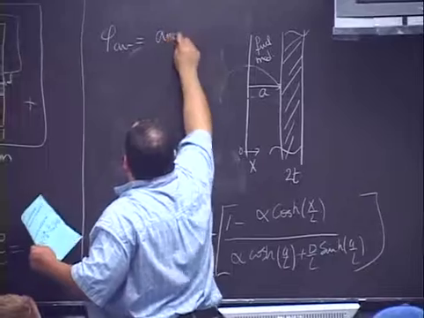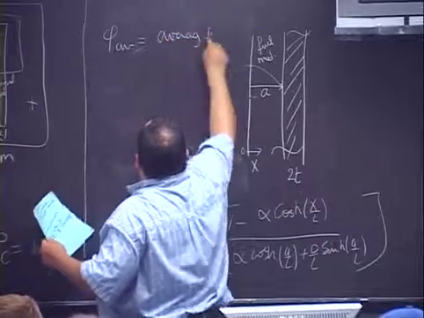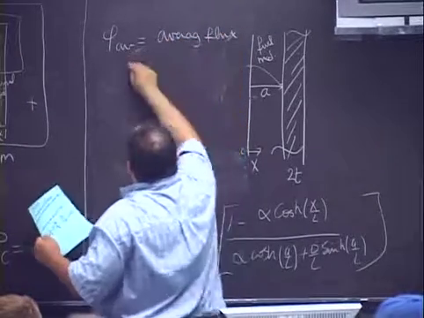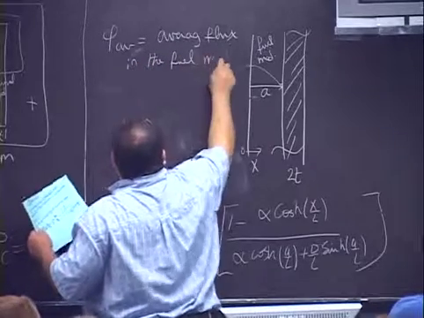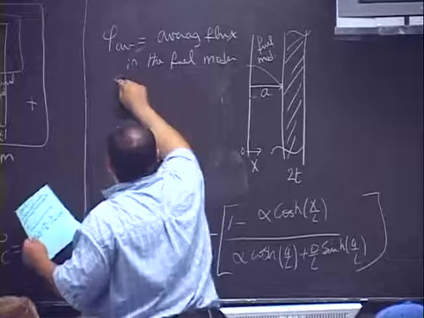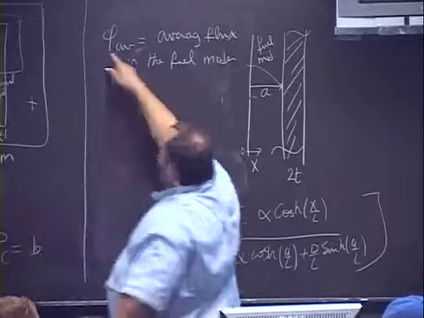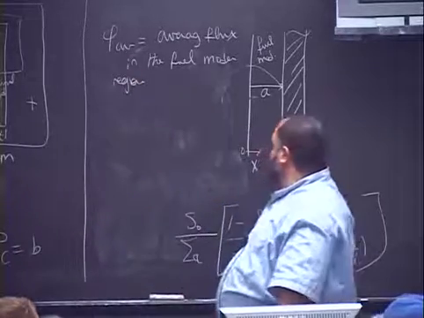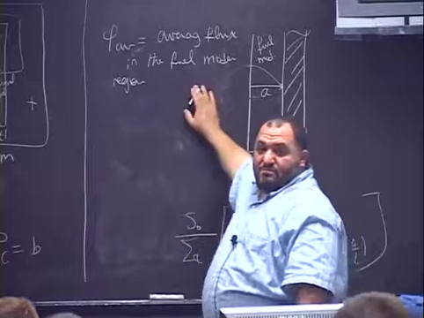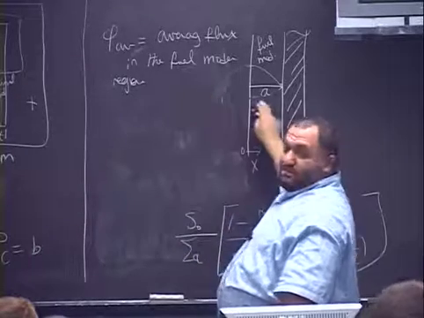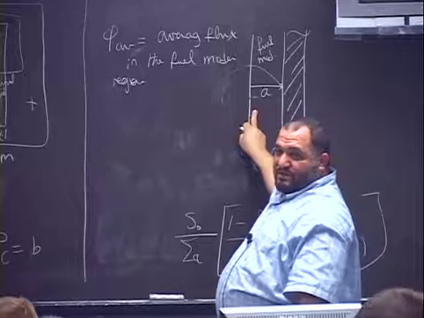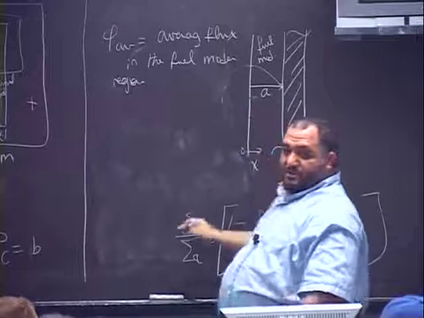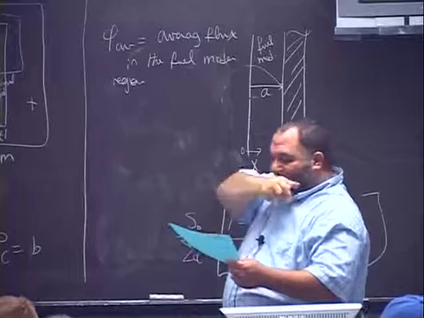Average flux in the fuel moderator region. How do we get this? By solving the diffusion equation in what area? In the moderator region, we will get the flux. Then you will average it. Once you average it, you will get phi.